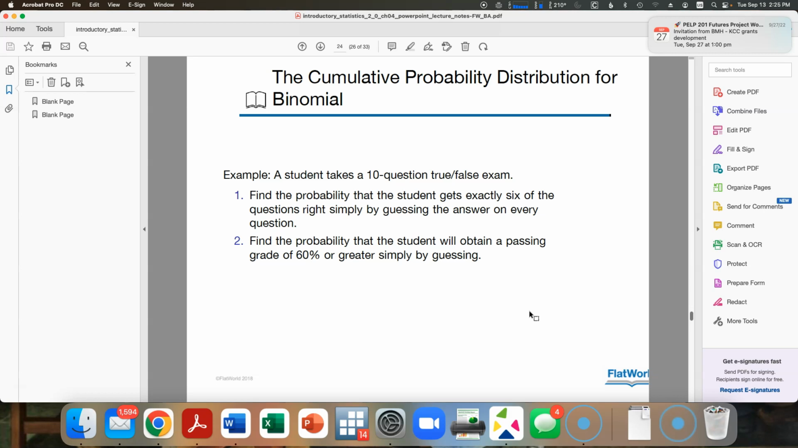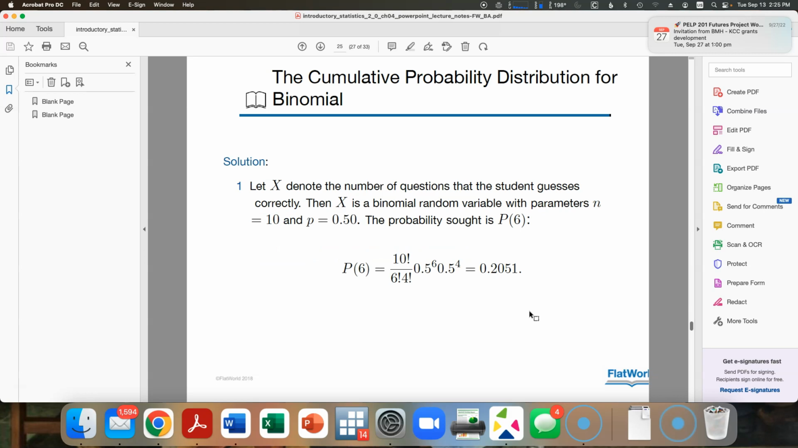So a student takes a 10-question true-false exam. Find the probability that the student gets 6 questions right by simply guessing. So that would be two possibilities, true or false, that they're going to get 6 right, and then find the probability that they're going to get a grade of 60% or better. So the first one is exactly 6. The second one is greater than or equal to 60%. Okay. So with that, let's start to solve it.